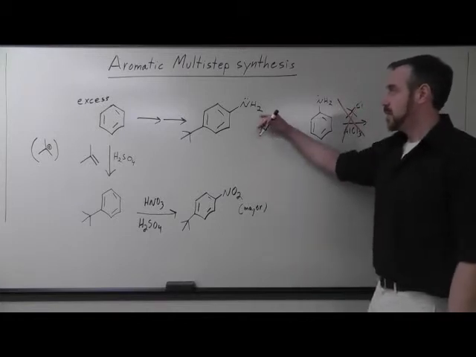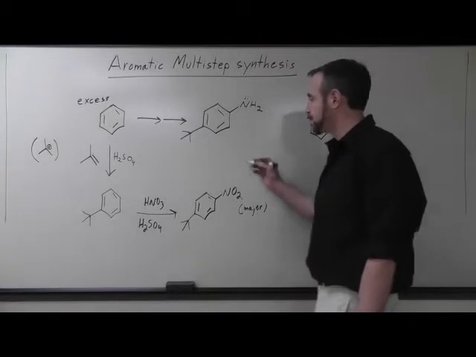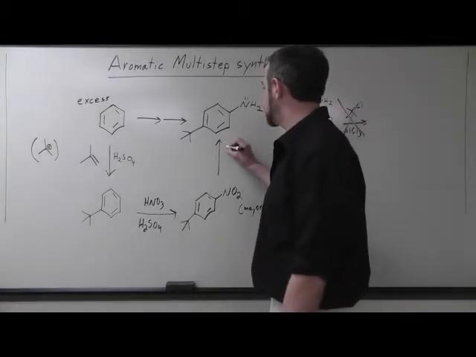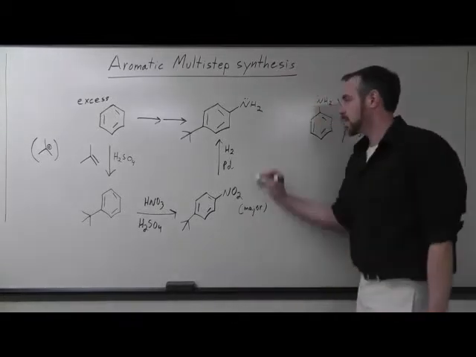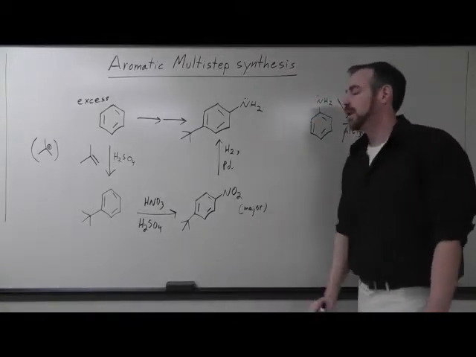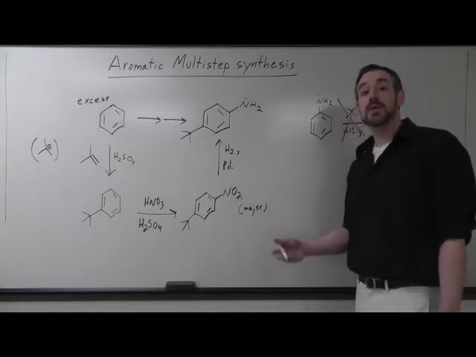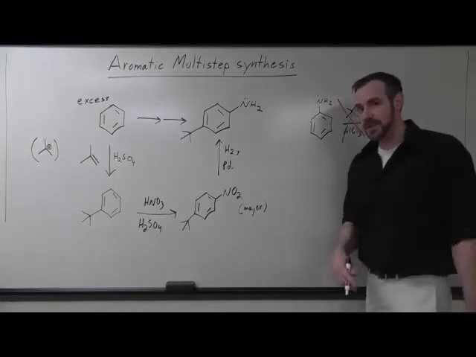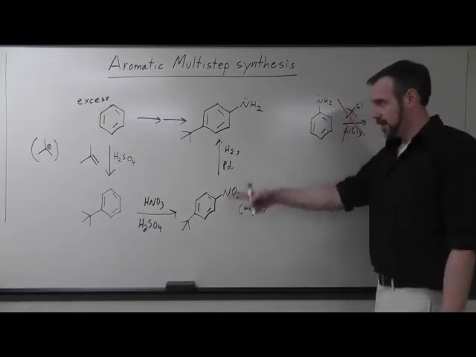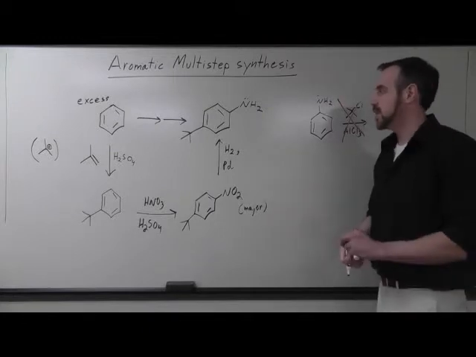So from here to there, what we really need to do is just reduce that nitro group, which is easily accomplished using hydrogen and a metal catalyst such as palladium or nickel or platinum. And so this sequence is a bit shorter, and all of these reactions are in the current material.